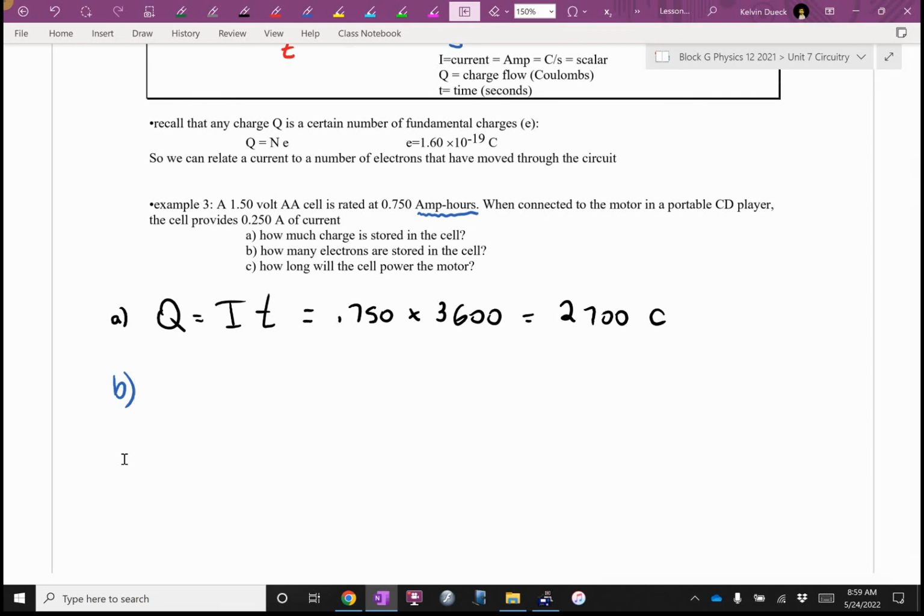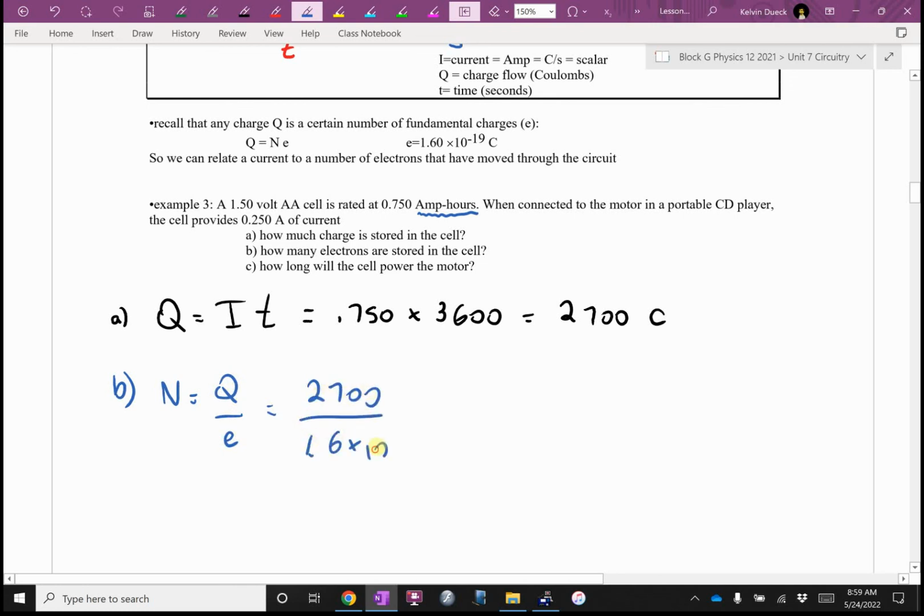How can I figure out how many electrons? The number of electrons is the charge divided by the elementary charge. It's going to be 2,700 divided by 1.6 times 10 to the negative 19. Why didn't you put a negative? You'll see why. We're going to do something a little fast and loose with circuitry to make our lives easier. We're going to pretend things are all positive because it makes the math nicer.